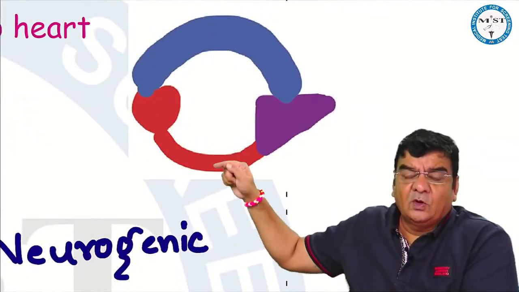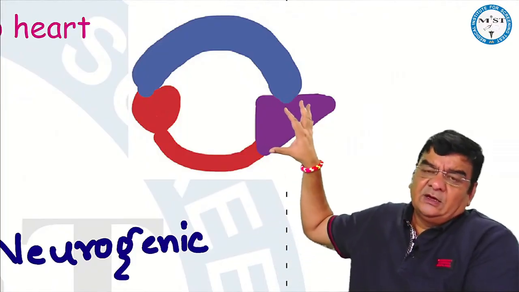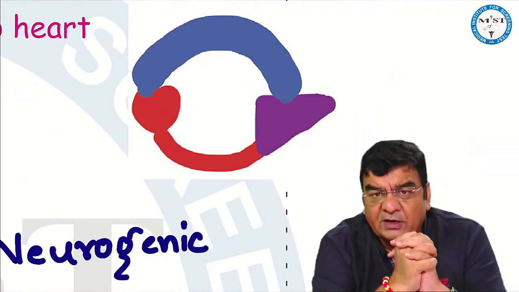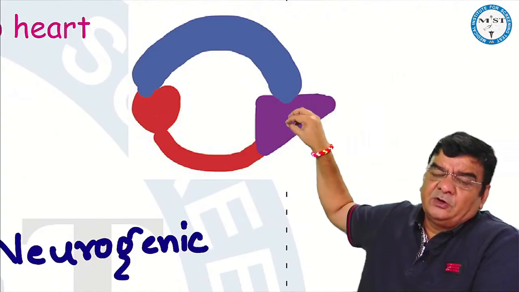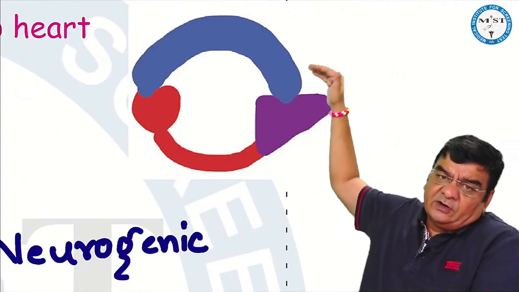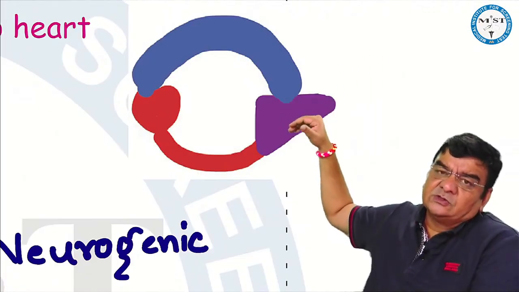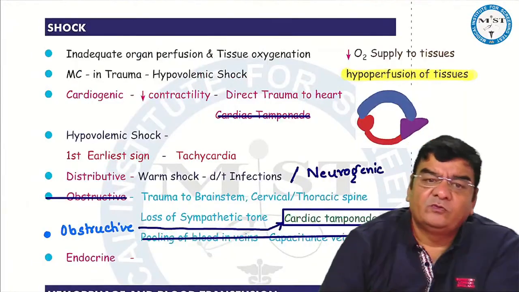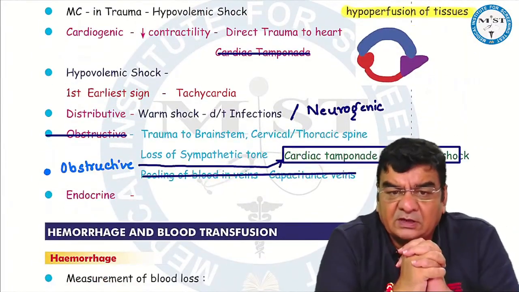hemorrhagic or hypovolemic shock. If suppose there is any sepsis type of thing, some infection or acute inflammation in an area, there might be vasodilatation so that more blood is coming towards the inflamed organ. That means blood is getting diverted from some other areas. Blood is getting redistributed inside the body. This is distributive shock.